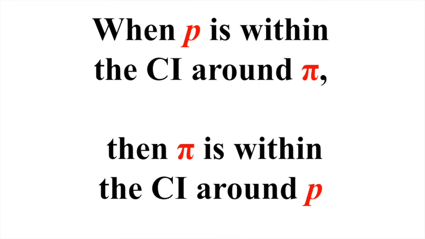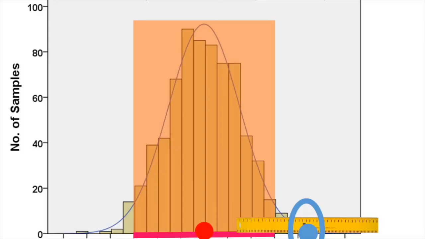So there's a pattern here. For some values of p, we make a confidence interval around p, and pi falls within that confidence interval. But for other values of p, we make a confidence interval around p, and pi does not fall inside that confidence interval. There's a simple rule that tells us whether pi will or will not fall within that confidence interval around p. And here's the pattern. When p is within the CI around pi, then pi is within the CI around p.